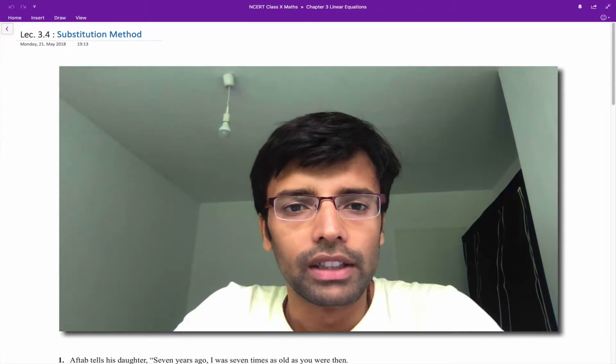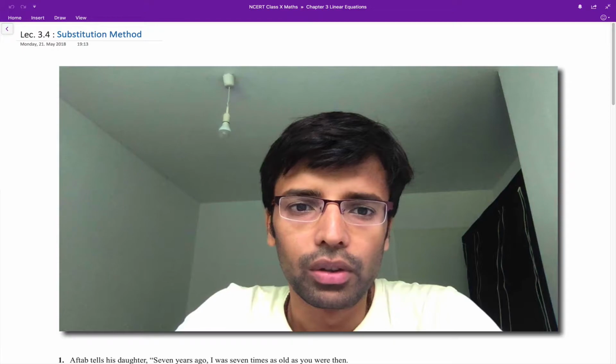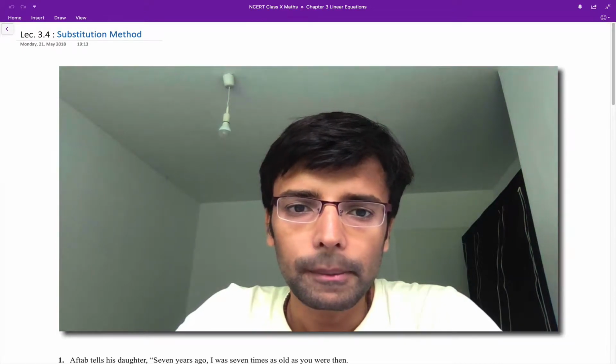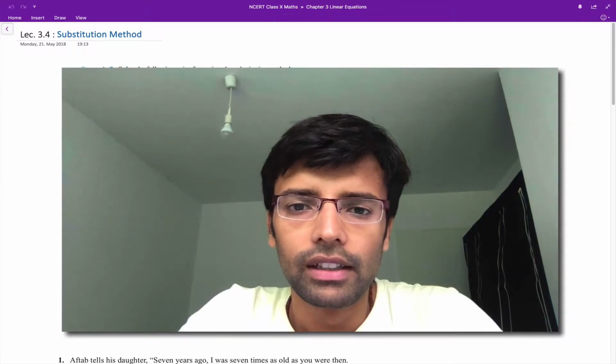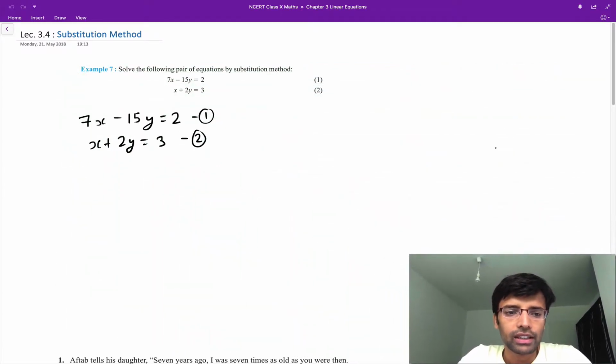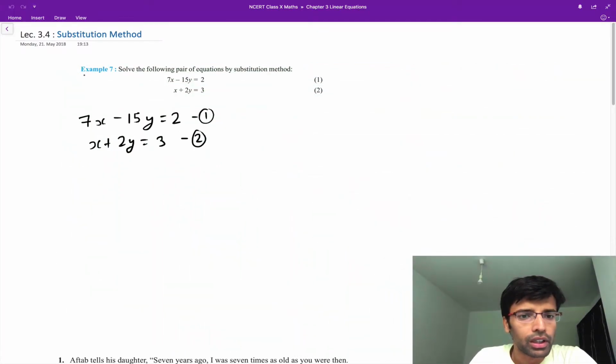So there are namely three different methods that we'll look into: substitution method, elimination method, and cross multiplication method. We'll first begin with the substitution method, and we will learn this directly through examples. So let us have a look at our first example today. We have two linear equations. The first one is 7x minus 15y is equal to 2. The second one is x plus 2y is equal to 3.